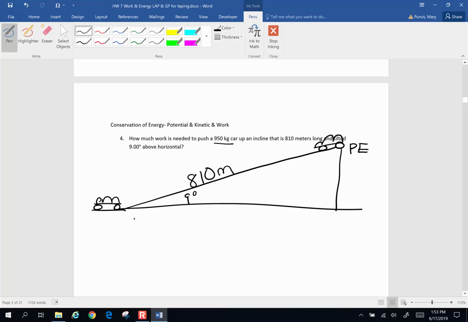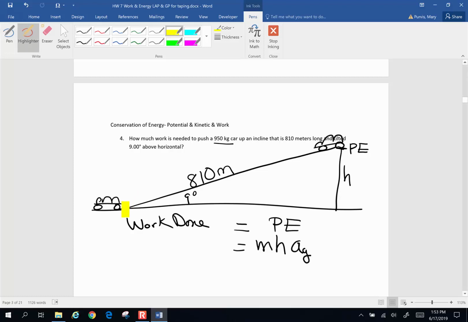So the work done by pushing the car is going to be conserved as potential energy at the top of the incline. So the work done is going to be equivalent to the mass of the car, the change in height, h, times the acceleration of gravity, as it doesn't matter if it goes in a straight line or if it goes in a curlicue line. I care about the change in height here. So in order to do that, I am going to need to find h. To find h, I'm going to use this triangle right here.